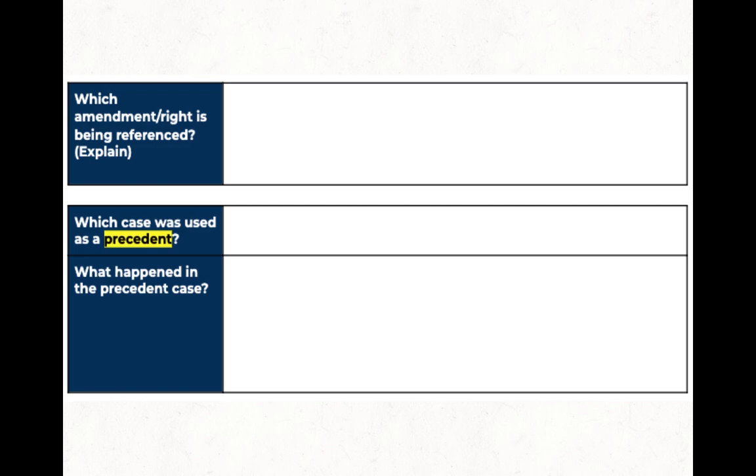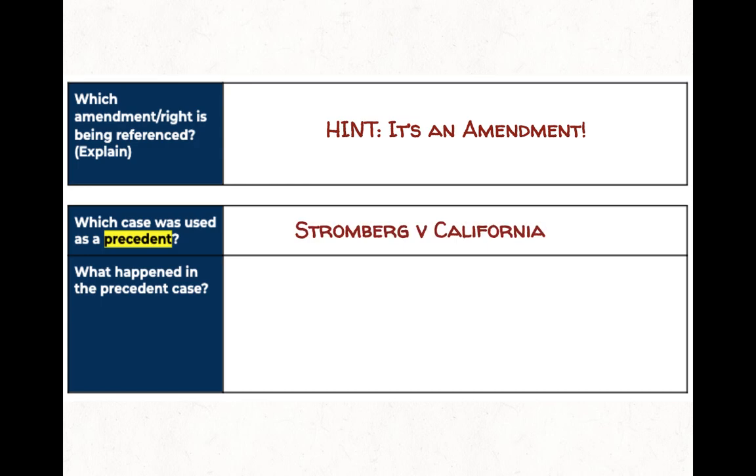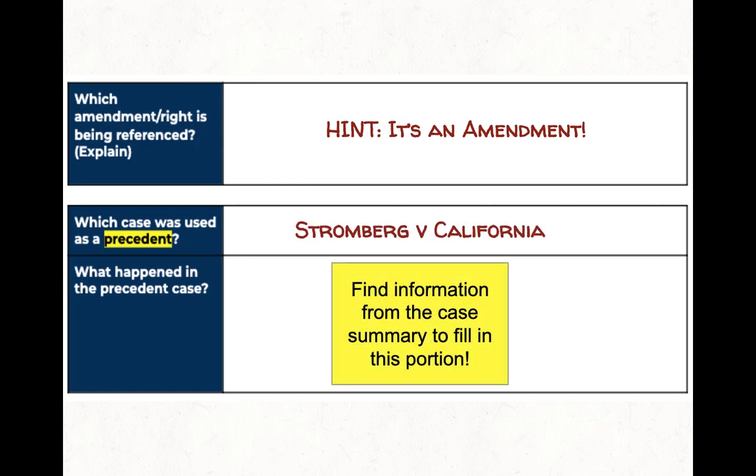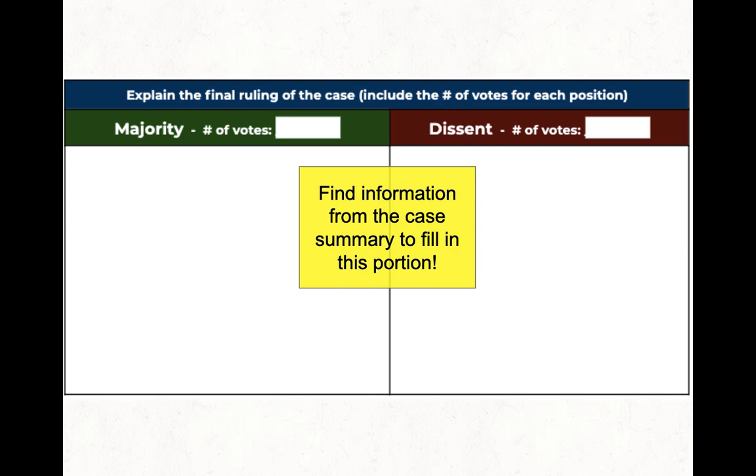Which amendment or right is being referenced here? I just mentioned it earlier in the video, but here's my hint. It's an amendment. Okay. The next part, precedent. Remember, those are those previous cases. The case was called Stromberg versus California. Then you're going to use other information here to tell me what happened in that precedent case, but also how does that precedent case apply to the Tinker case, and also how is it different? Okay.